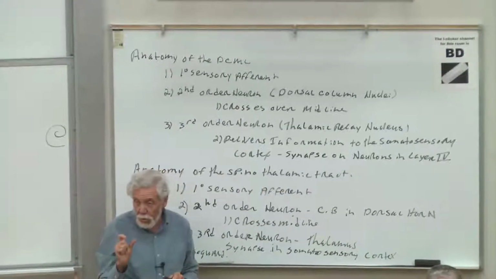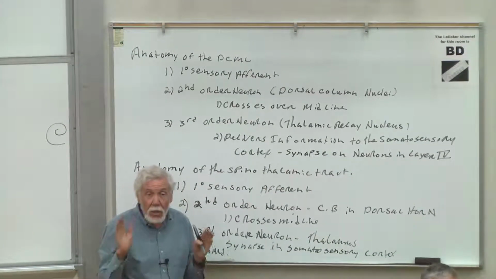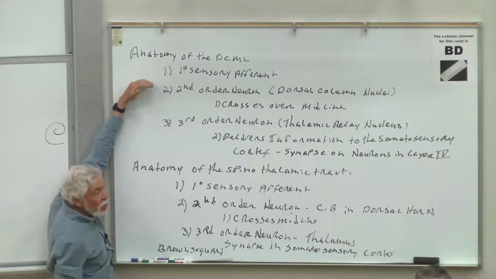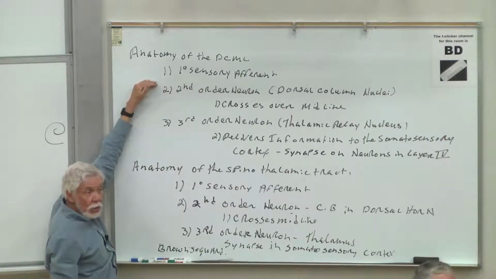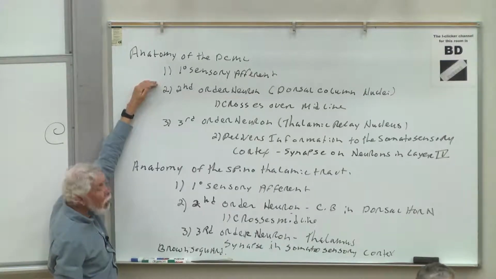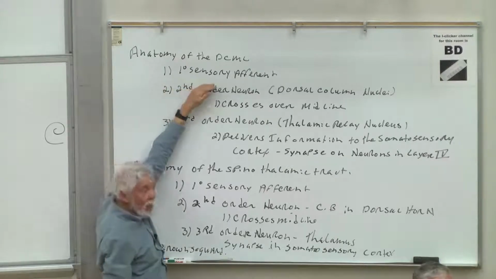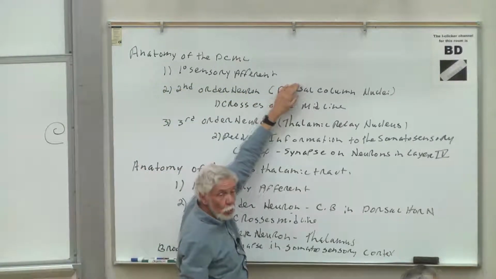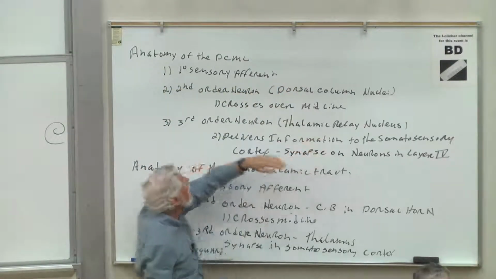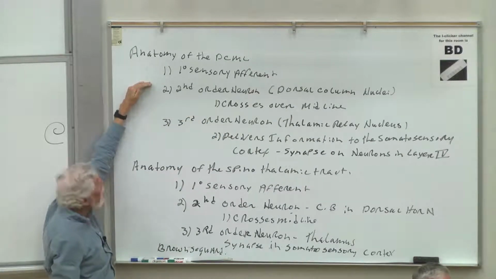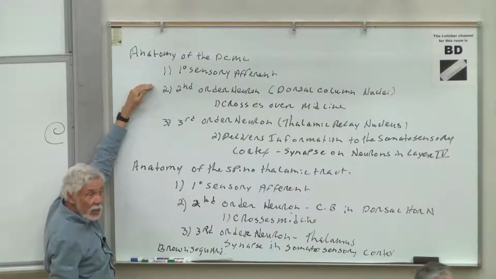Now, these pathways are remarkably consistent, with a couple of important subtle differences. But in both cases, there's a three-cell pathway. We start out with a primary sensory afferent. Whenever you see this term, primary sensory afferent, remember the neuronal cell body for a primary sensory afferent is going to be in the periphery in the dorsal root ganglion. The primary sensory afferent not only has a process in the periphery, but it also has a process that extends into the central nervous system.